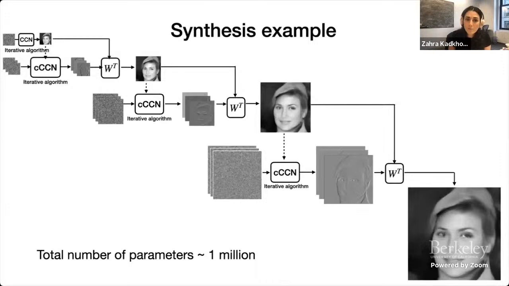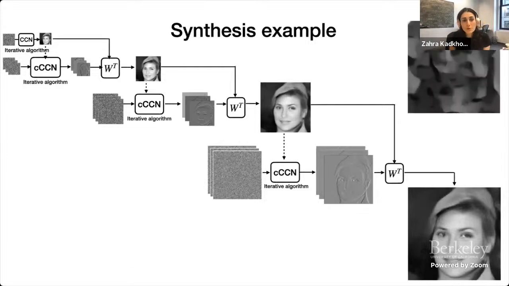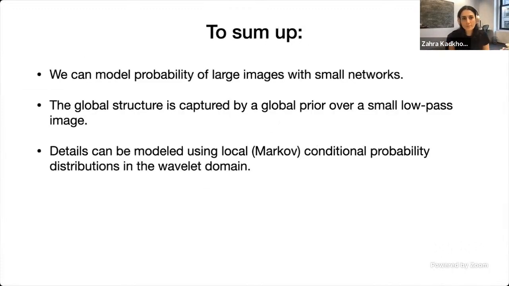So the total number of parameters in order to generate this image of size 320 by 320 was 1 million, which is orders of magnitude smaller than the network used to generate a large image of this size with global receptive fields in the pixel domain. So just to remind you, if you use a denoiser of a similar size in the pixel domain, we won't get a good image. Basically, the prior is not capturing the global structure and dependencies in the image.